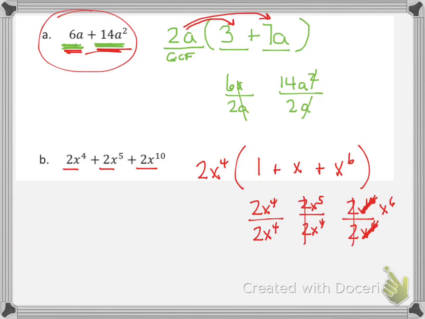I can check to be sure that this is correct by just reversing that process. 2x to the 4th times 1 is 2x to the 4th. 2x to the 4th times x is 2x to the 5th. And 2x to the 4th times x to the 6th is 2x to the 10th. So I know I factored it correctly.